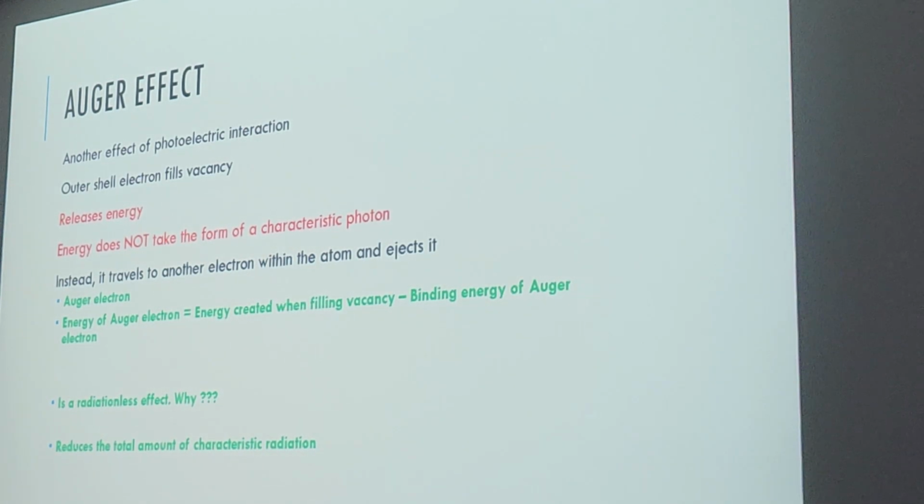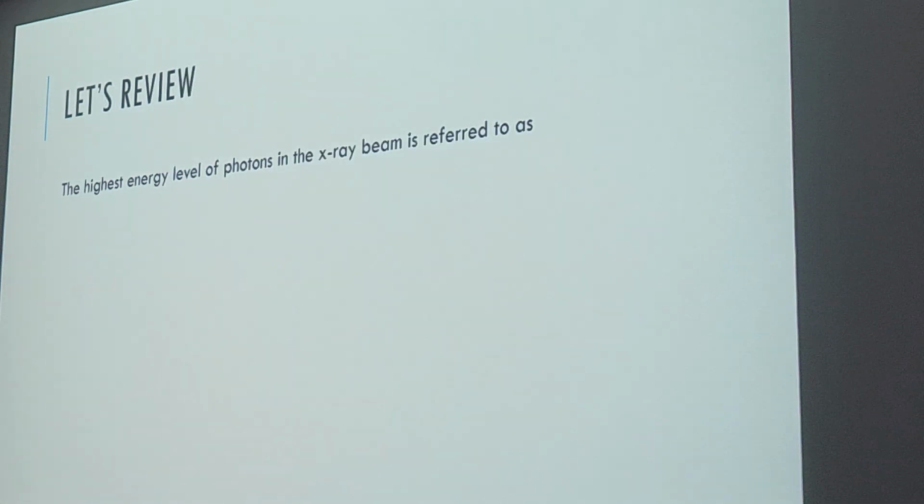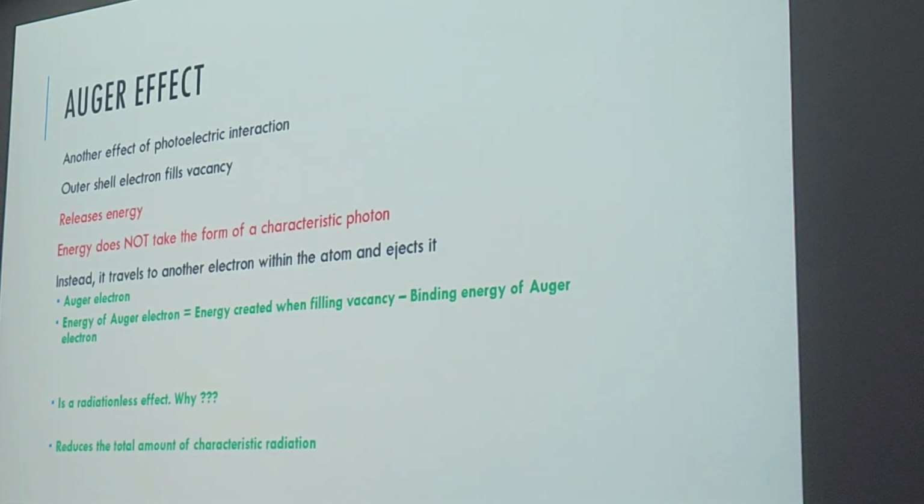The probability of this is, I think, very low, from what I read. So it's not always one or the other; the filled vacancy is either going to create a characteristic photon or an Auger electron. So with photoelectric absorption, either we get a characteristic photon or we get an Auger electron. Or it may happen simultaneously, because many interactions are happening at the same time.